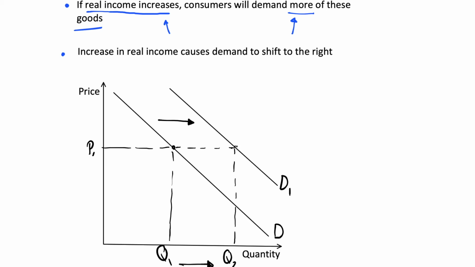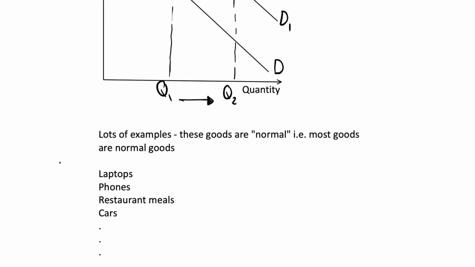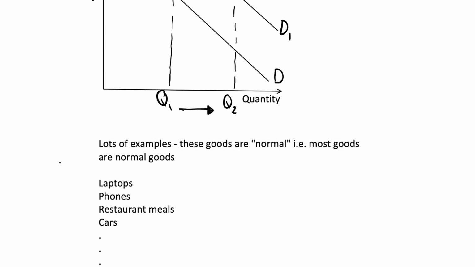This should be fairly simple stuff, but it's useful to just understand the concept. This is an important concept to understand because most goods are normal goods. And so I'll get on to some examples of these goods. As I say, these goods are called normal goods because most goods, in fact, do act in this way.